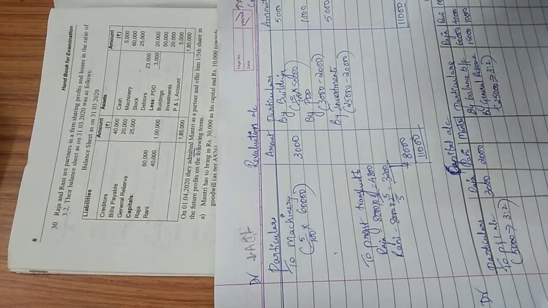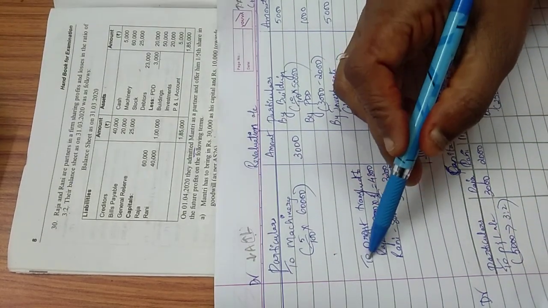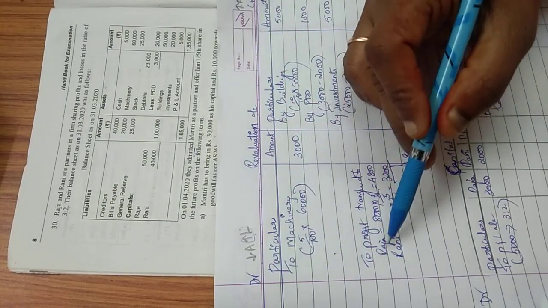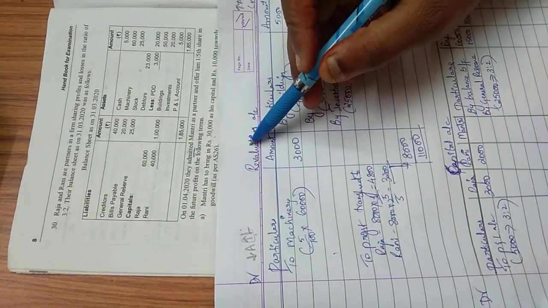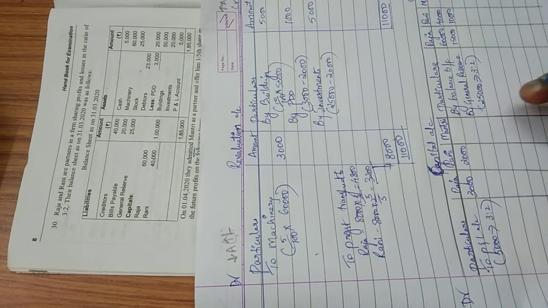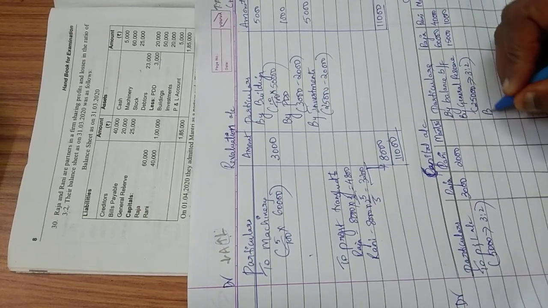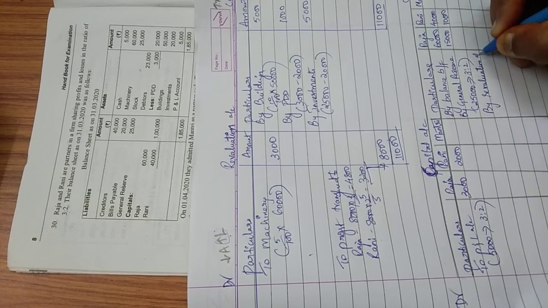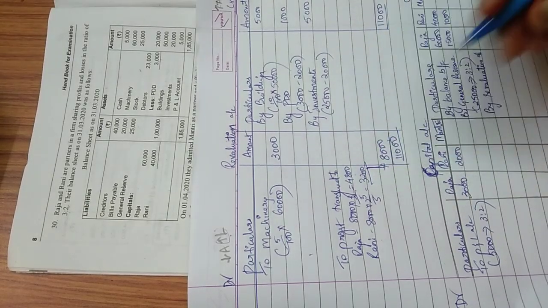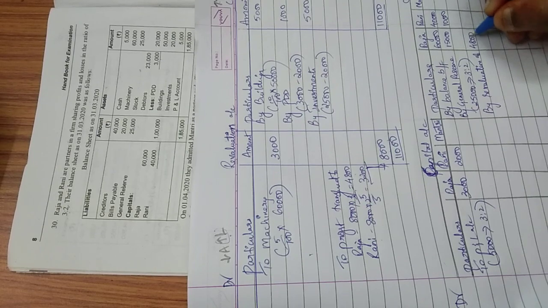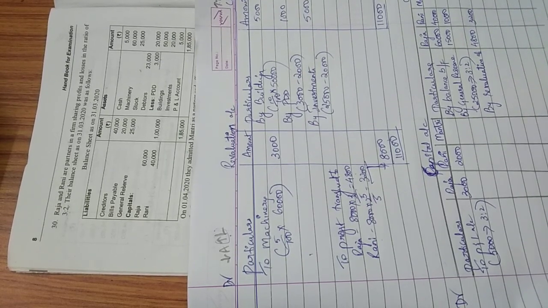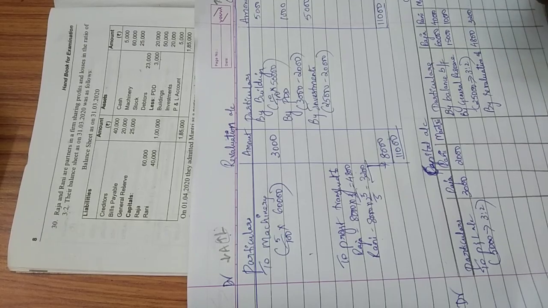Check where the partners' names come. It is here, to Raja, to Rani. So how will I read the heading? If this is to Raja, Rani, the heading will be by revaluation. Now which side is by? This side. So you will write by revaluation account. So this is your revaluation profit. How much is it? 4,800 and 3,200. Done. After you finish this, you will go to the new partner.